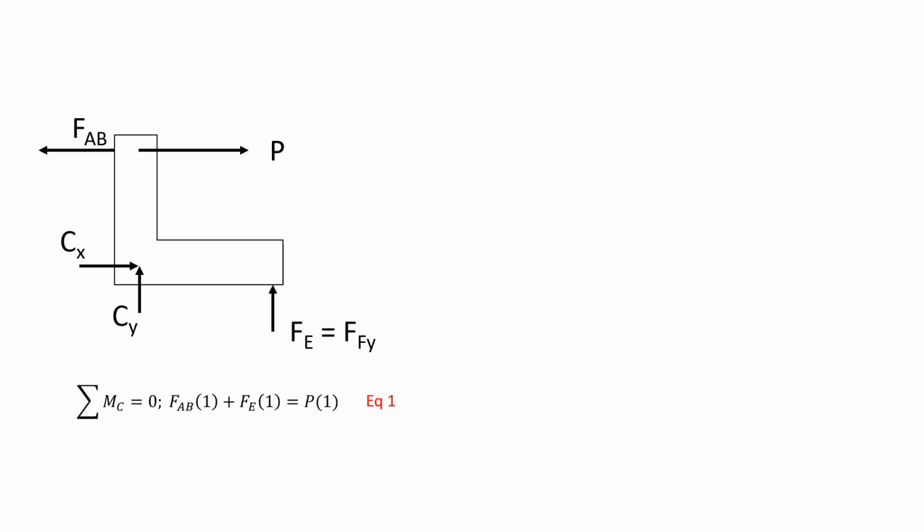So the only equation that we would be getting from this diagram is your summation of moment about the point C. So that would be FAB times 1. So remember from the figure that the distance of C to B is 1. Also, that is the distance from C to E. So FAB times 1 plus FE times 1 is equal to P times 1. We will not be summing forces along X and Y anymore, as it will just add up to our unknowns.